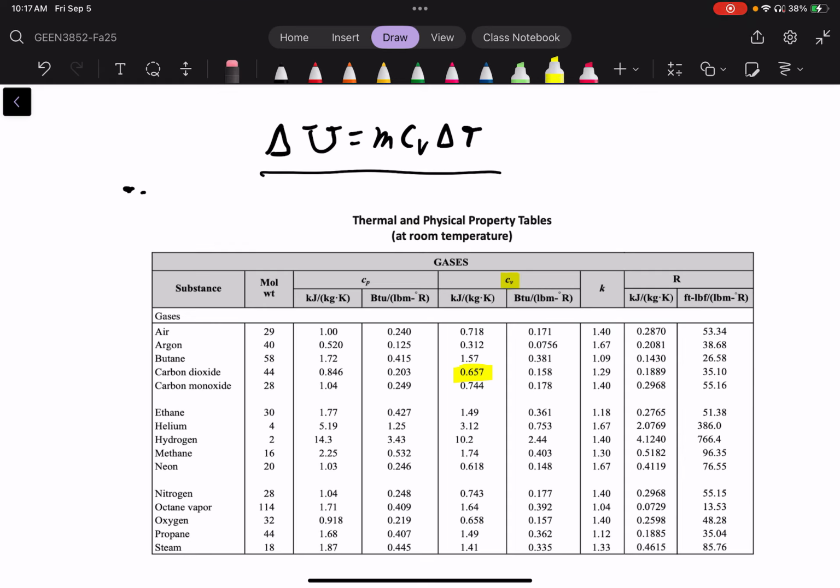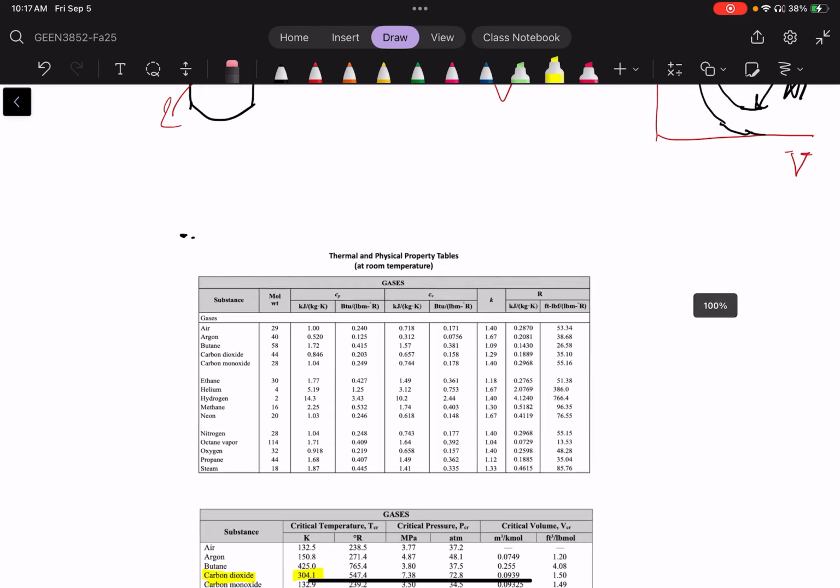And then I'll probably want the R value, and I should get the k value too, because one of the questions asks me to plot it when n equals k. k is just the ratio of the specific heat at constant pressure to the specific heat at constant volume. So if I divide 8.46 by 6.57, I would get 1.29. All right, so I got those values.